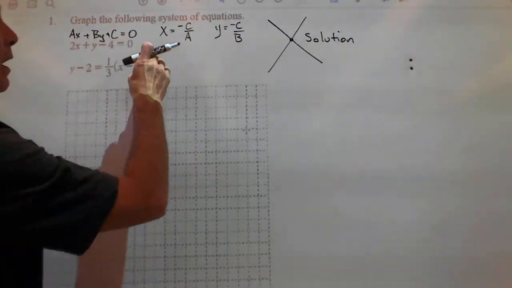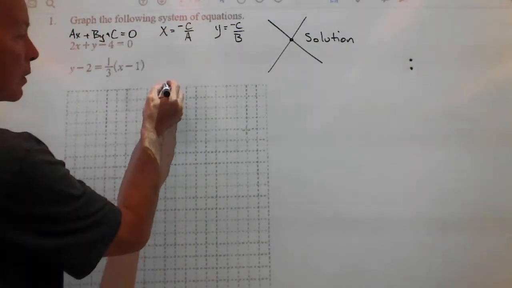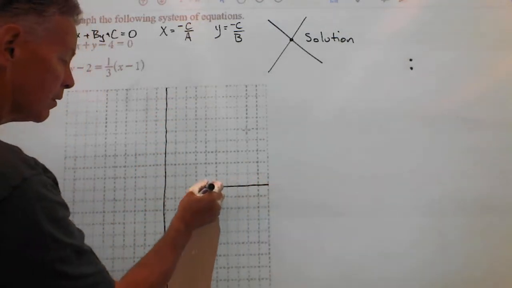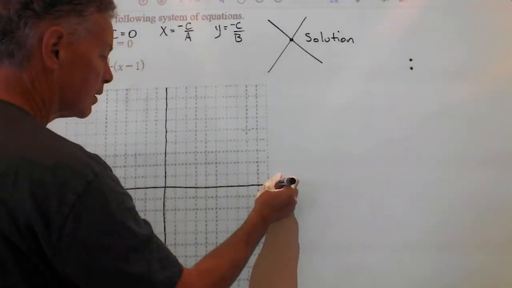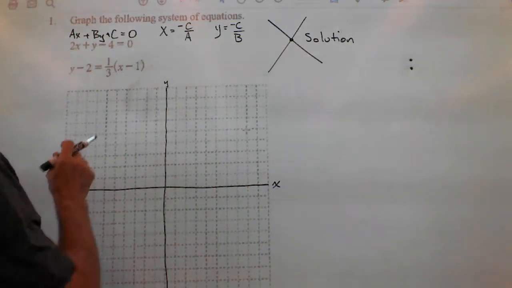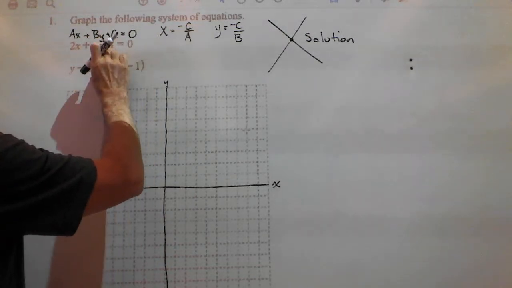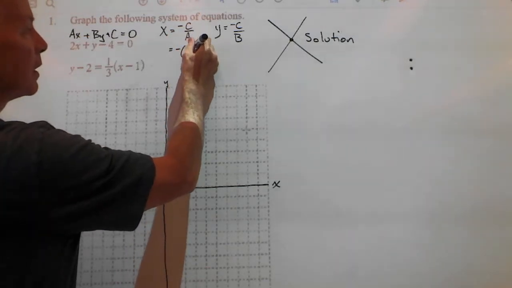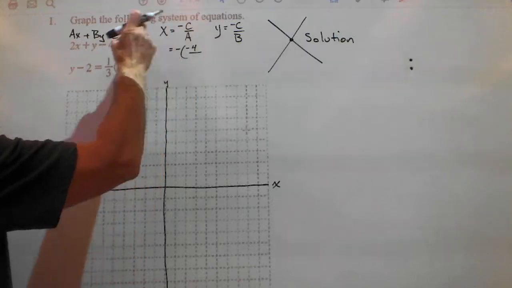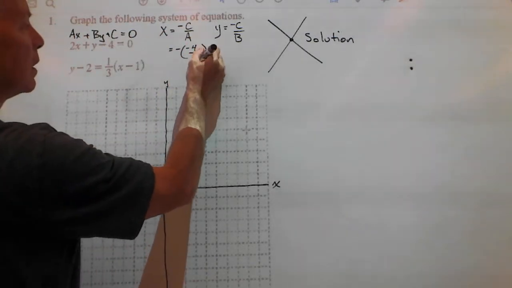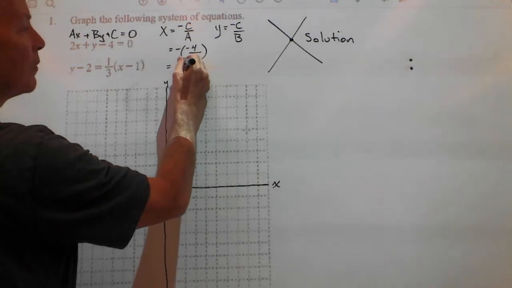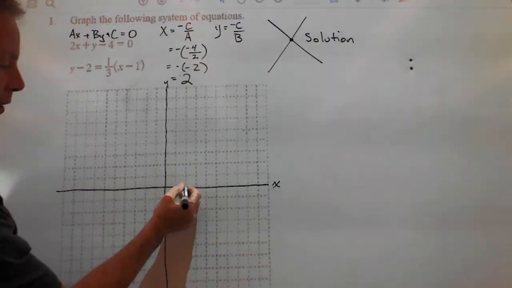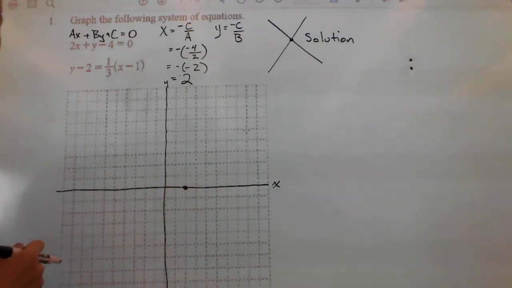So, to find the x-intercept, let me put in my y-axis and my x-axis. Our value for c in this equation is negative 4. So that becomes negative 4 over, our value for a is 2. That gives us negative 2, or simply 2. So our x-intercept is right here at 2 and 0.